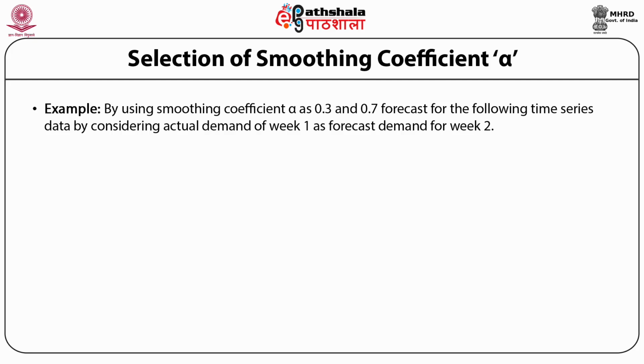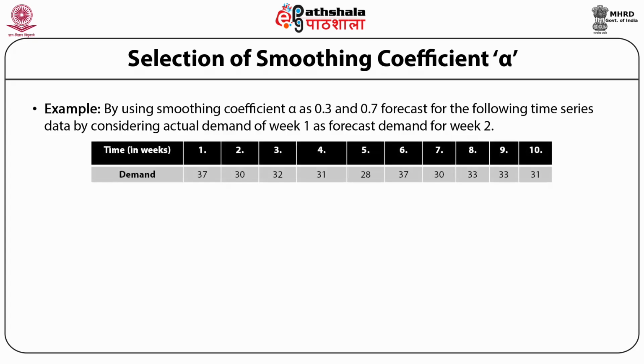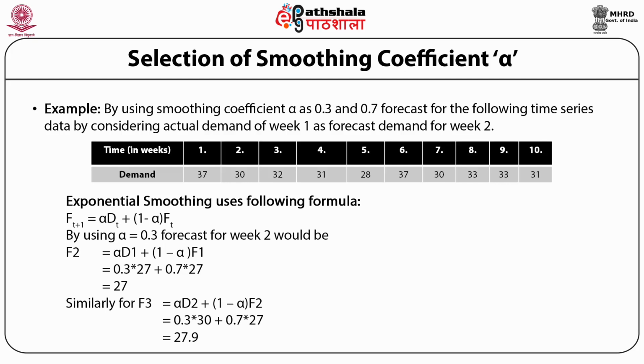The example indicates the usage of smoothing coefficient alpha as 0.3 and 0.7 to forecast for the following time series data. The following table gives two things: firstly, the time in weeks, and secondly, the actual demand for each week. For instance, 27 units was the actual demand in week 1, 30 units for week 2, and so on and so forth for 10 weeks. Exponential smoothing, as indicated in the previous slide, uses the following formula: F(t+1) = alpha D(t) + (1 - alpha) F(t).